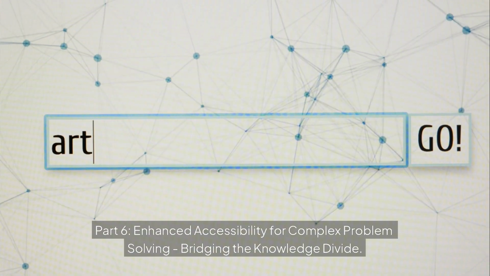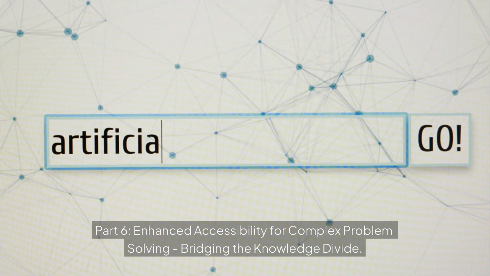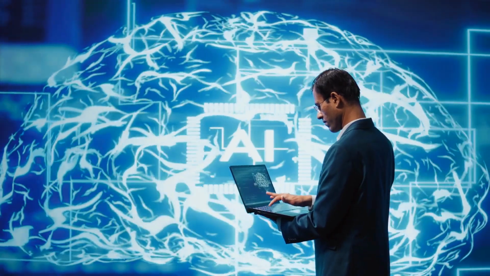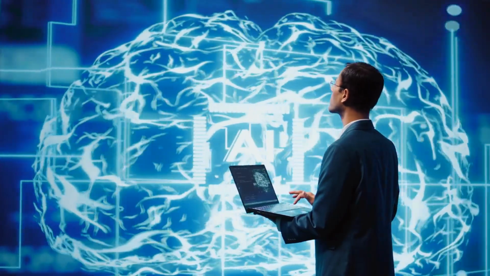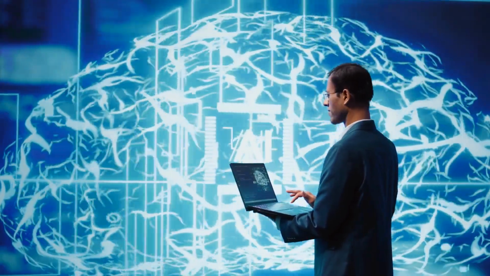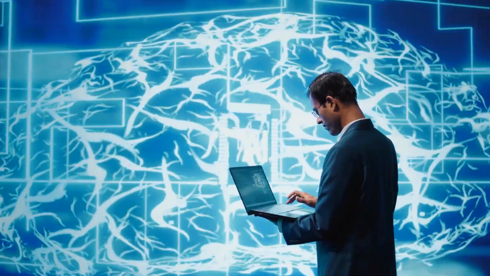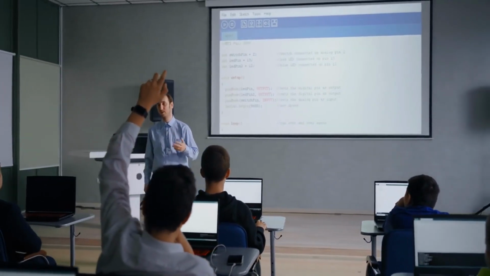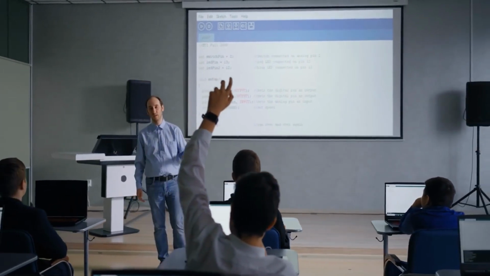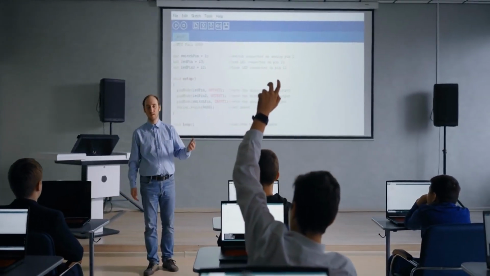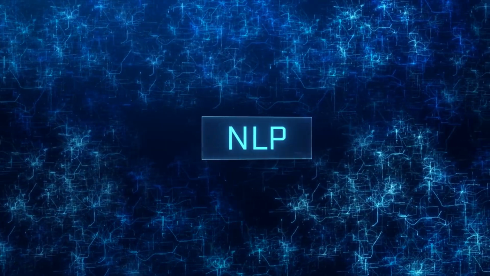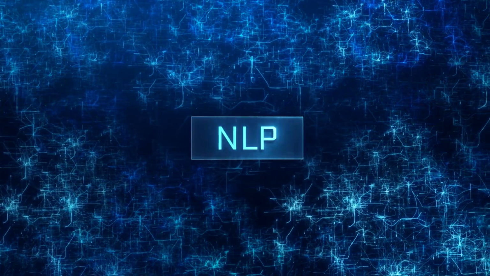Part 6. Enhanced accessibility for complex problem-solving, bridging the knowledge divide. DeepSeek AI has the potential to transform how individuals approach complex problems, regardless of their technical background. By providing an intelligent and accessible way to interact with sophisticated analytical tools, it opens up new opportunities for learning, innovation, and problem-solving. Imagine querying vast knowledge bases with natural language or using AI to assist in complex reasoning tasks.